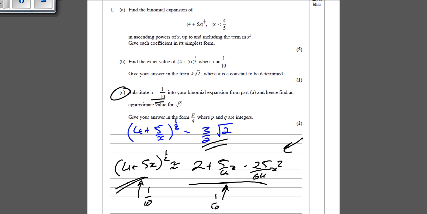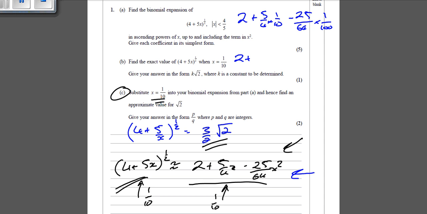So stick this into your calculator and substitute in 1/10 for x. If you do that, that's going to be 2 plus 5 over 4 times 1/10, minus 25 over 64 times 1/10 squared, so that's 1/100th. And we've got to add that up and simplify it.